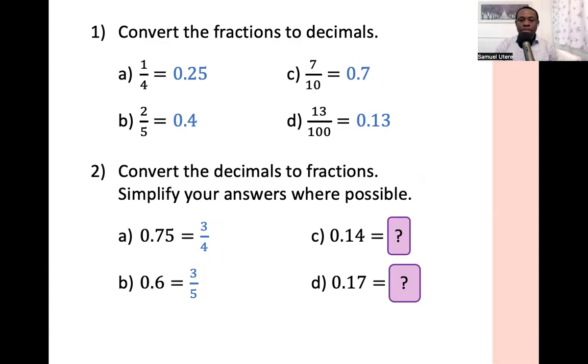0.14 can be written as 14 over 100, which when you simplify it by dividing by 2, you will get 7 over 50. 0.17 can be written as 17/100.